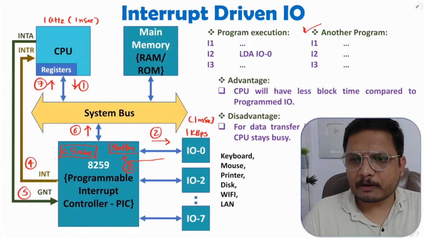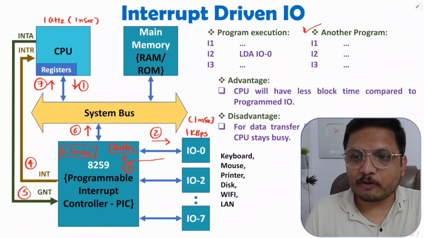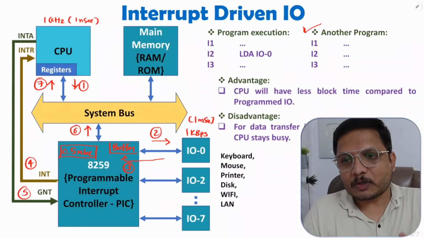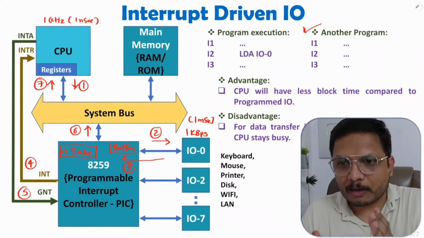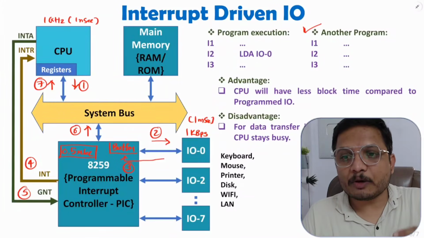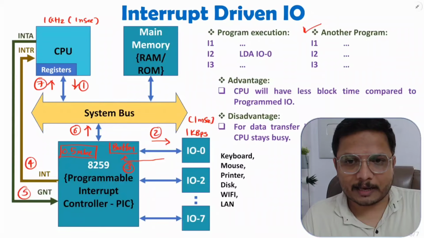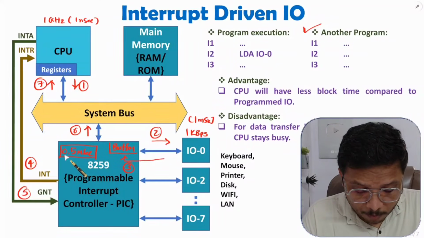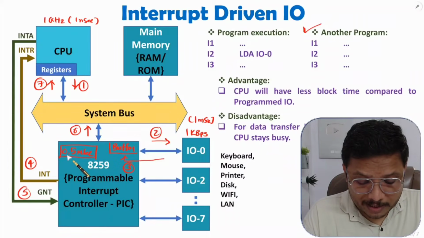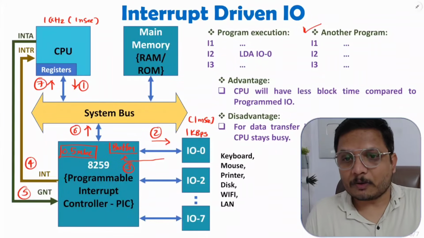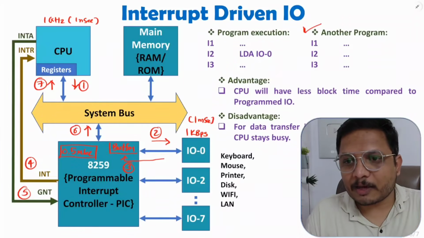So here, because the 8259 is handling all the interrupt requests, the job of the CPU is to execute another program in parallel with the given program. So you can say we are decreasing the CPU block time period over here, right? From 1 millisecond to 0.5 microsecond, we have decreased the blockage time period of the CPU. So this is how interrupt driven IO is functioning.